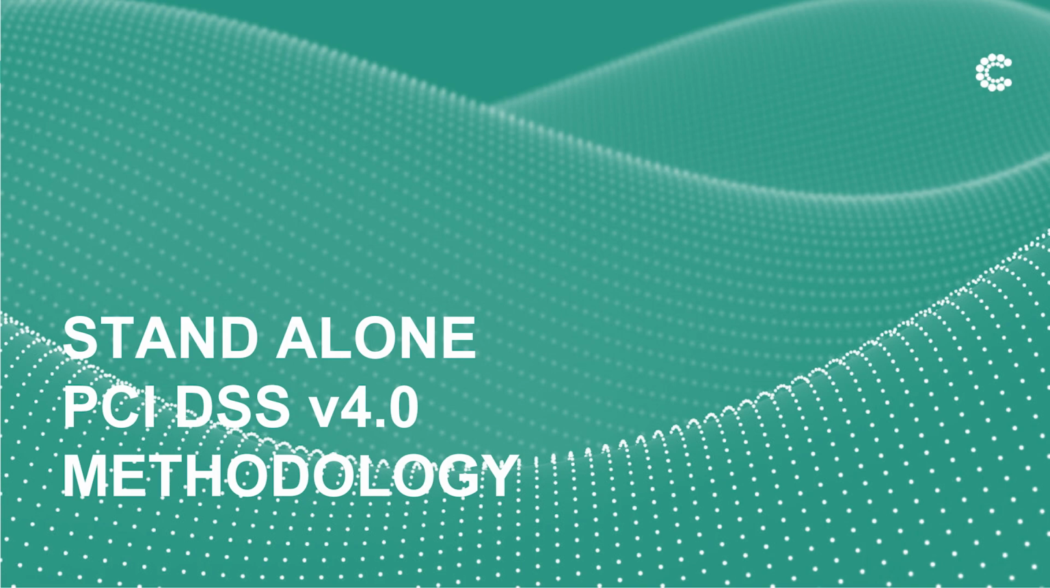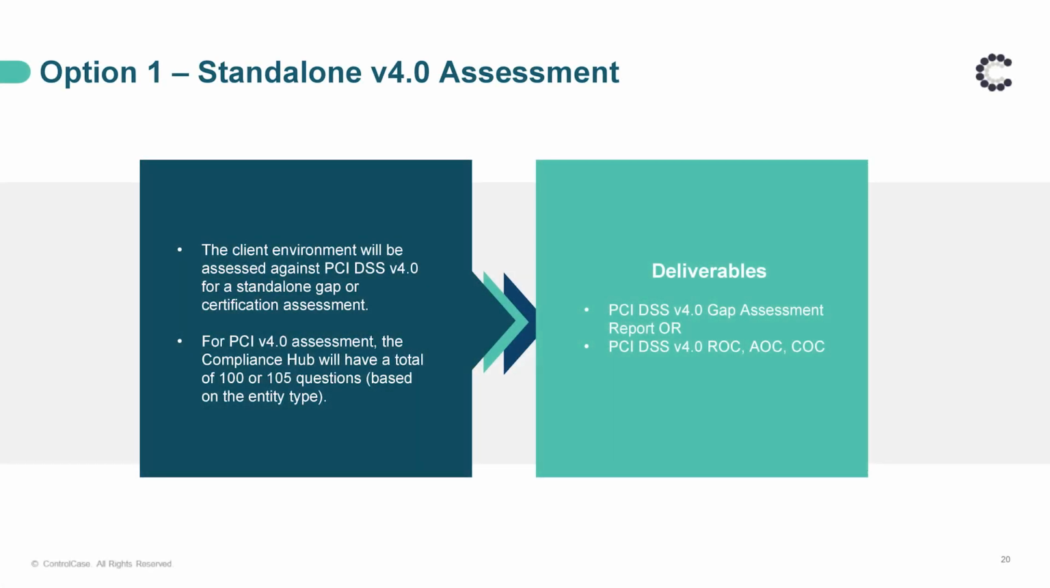Now, we'll talk about how ControlCase can help organizations with PCI DSS 4.0 and what assessment options we currently provide. So the very first option is a standalone PCI DSS version 4.0 assessment. With this, as we have developed our own assessment questionnaire for version 4, the assessment will be done as a standalone assessment using the ControlCase Compliance Hub platform. And with that, we will have a total of 100 or 105 questions based on the entity type to be assessed.